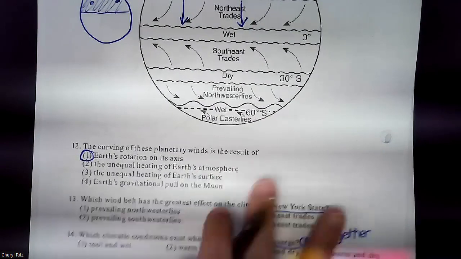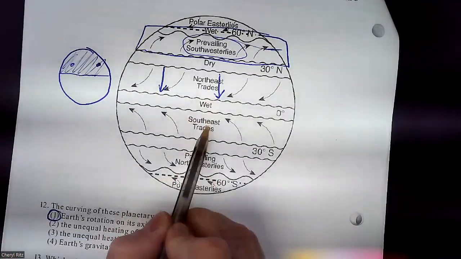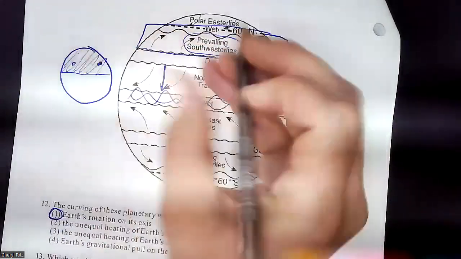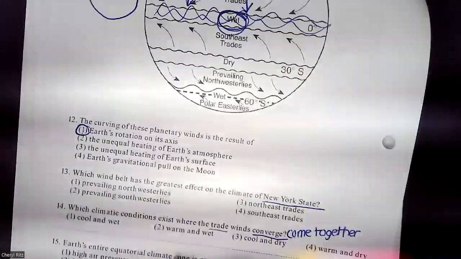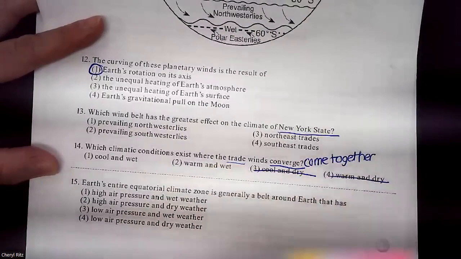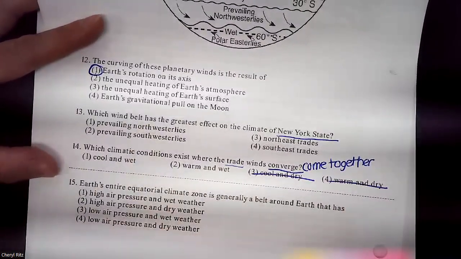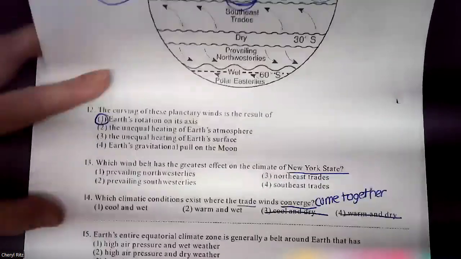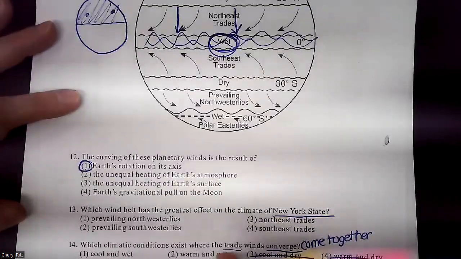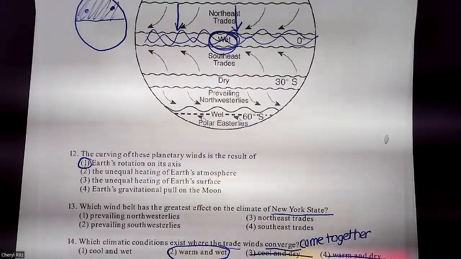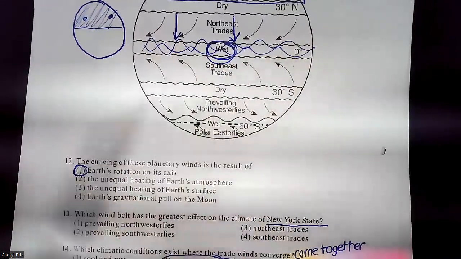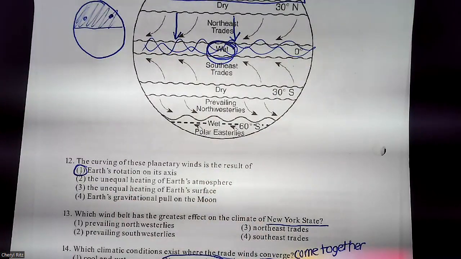And we want the trade wind. Well, there's a trade wind. Here's where they're coming together. Notice it's wet. So right away, since we know it's wet, I can get rid of the 2 dry answers. Now, would that location be cool and wet or warm and wet? Warm and wet. How do we know that where they're converging right here is warm? Because it's the equator. It's warm.